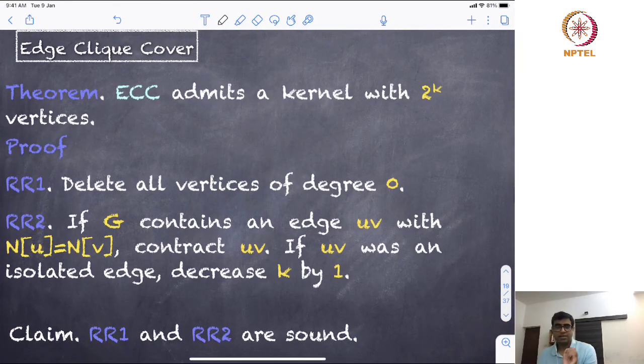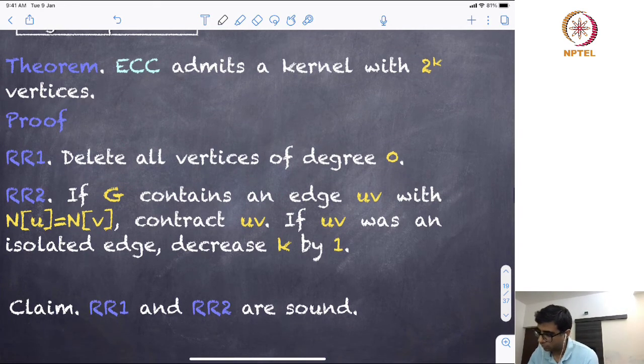So we will show that edge clique cover admits a kernel with 2 power k vertices. Okay? So here I have a reduction rule. Delete all vertices of degree 0. Let's delete all vertices of degree 0 because they are not adjacent to any edges anyway. First of all, they can't participate in any clique, except the clique of one vertex. But a clique of one vertex covers no edges, so that's redundant. So you can remove them.